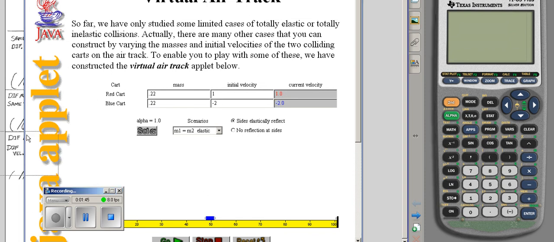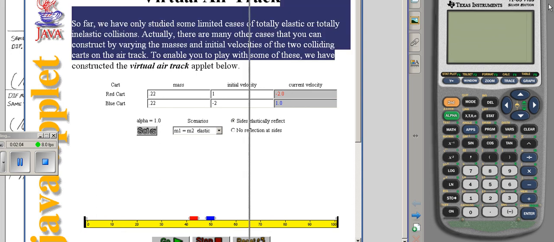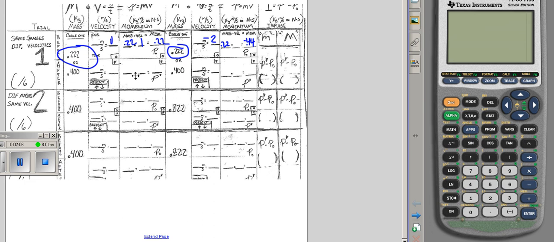Let's move these guys a little closer together. A little closer still. Okay, and then we hit go, moving toward each other, and ultimately they hit each other, and you can see the velocities just switch places. So we're going to use -2 and 1 as our answers. So let me pull him back out of the way.